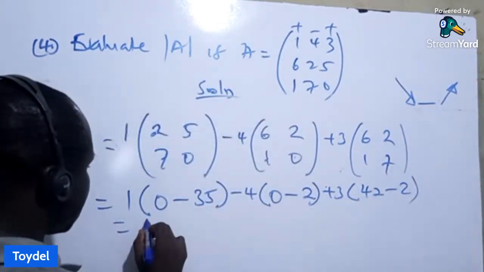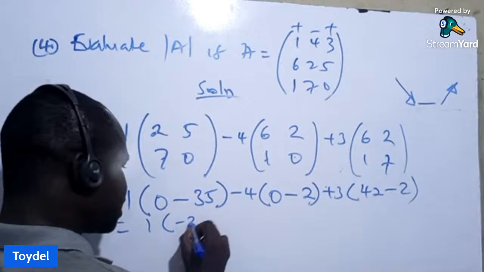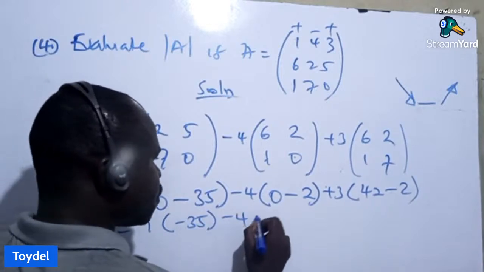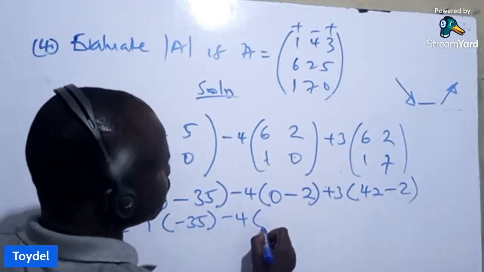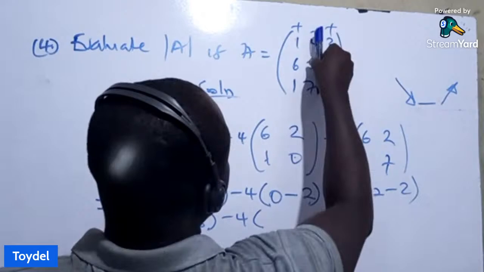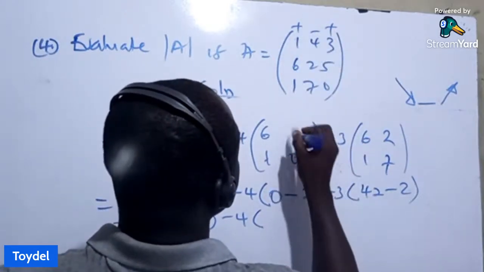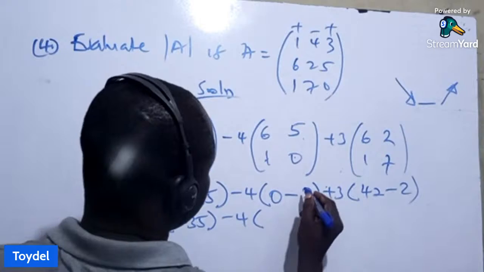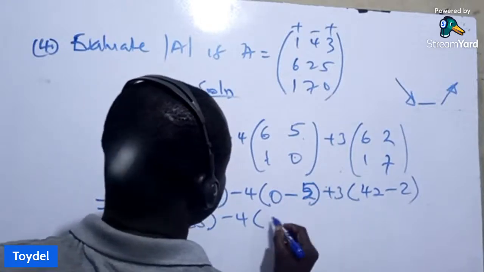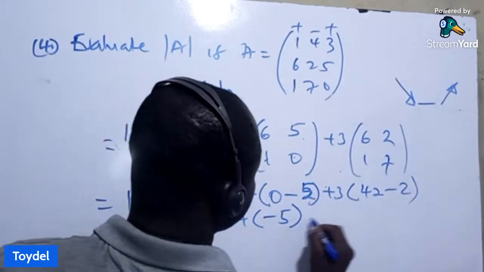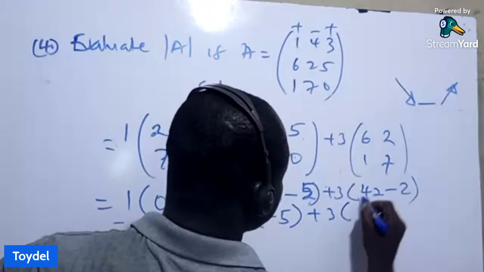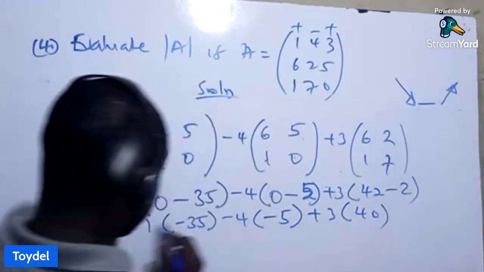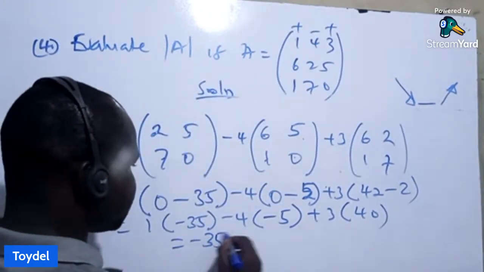So from there, we are going to have 1 into bracket minus 35, minus 4 into bracket. No, when I pick this second one, it is 5. Here is 5, because when you cover this, it will be 6 5 1 0. So I'm going to have 5 here. That will be minus 5. Then plus 3 into bracket 42 minus 2, that's 40. So here I'm going to have minus 35.